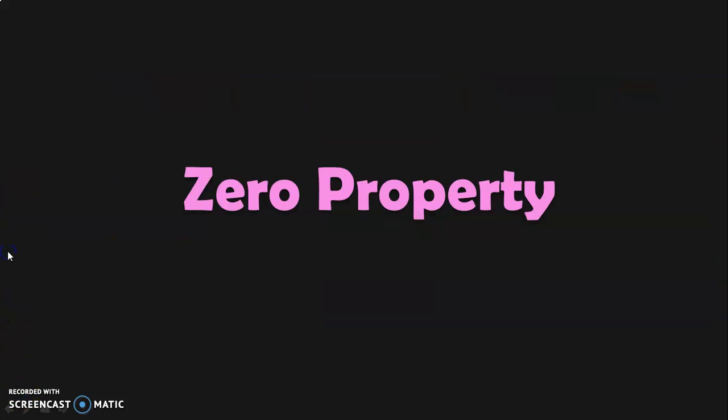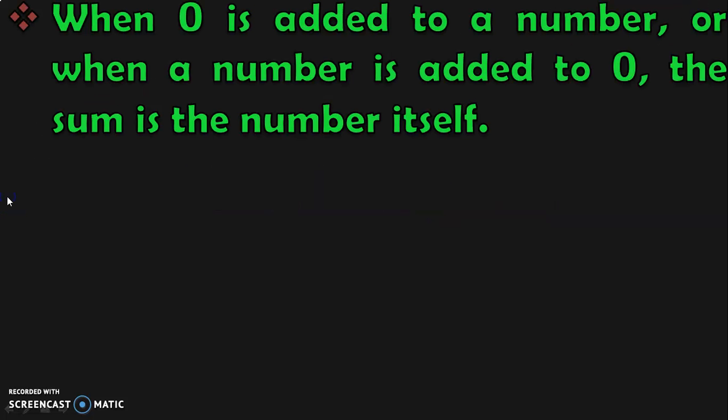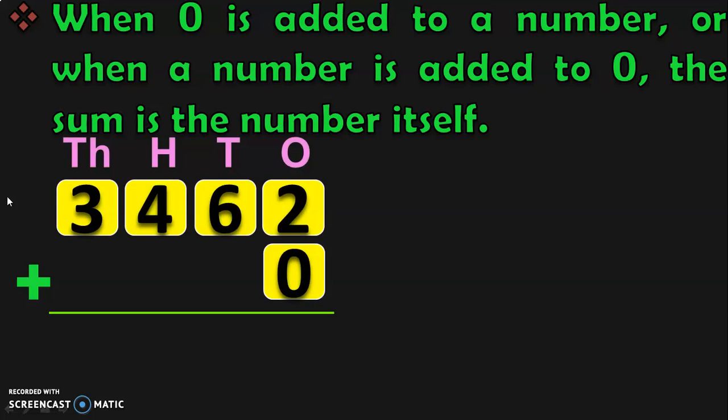Let us understand the next property of addition, which is the zero property. I have dealt with the concept of zero in a separate video, link to which is given below in the description box and also in the iCard section. Let us understand the property of zero. When zero is added to a number or when a number is added to zero, the sum is the number itself.